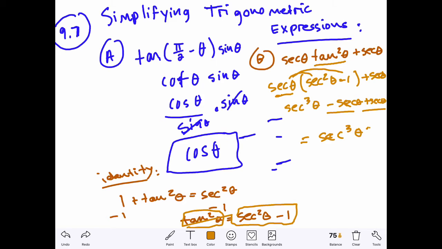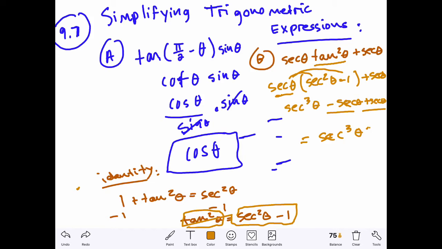Okay, so when you're looking at these, it's not always going to be abundantly clear how you want to simplify them. And you're sometimes going to have to do some guess and check work to see if that's working to simplify it or not. In this case, you may even have to use an identity and solve that identity.